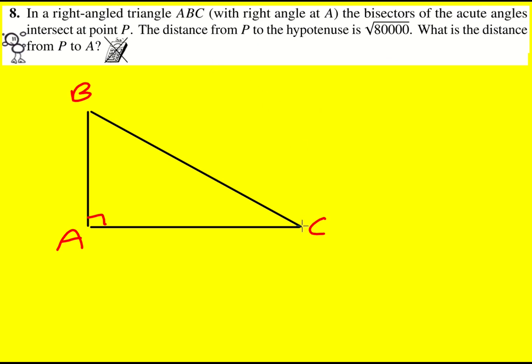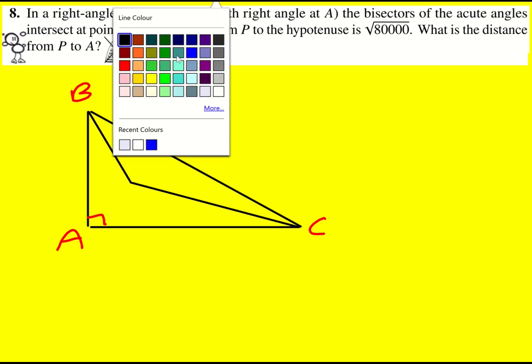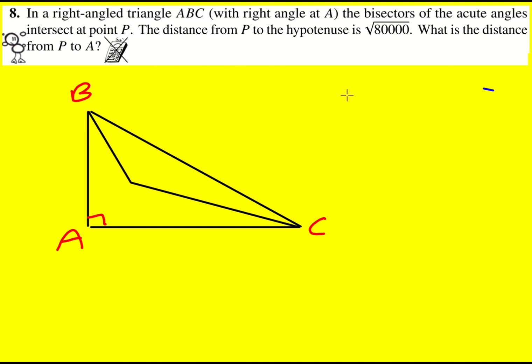So I'm just going to sketch them out, roughly, and I'll extend it all the way to the end. Actually, maybe I won't. About there, about there. And then there's one other piece of information. It was that the distance from P, that's here, to the hypotenuse is root 80,000.